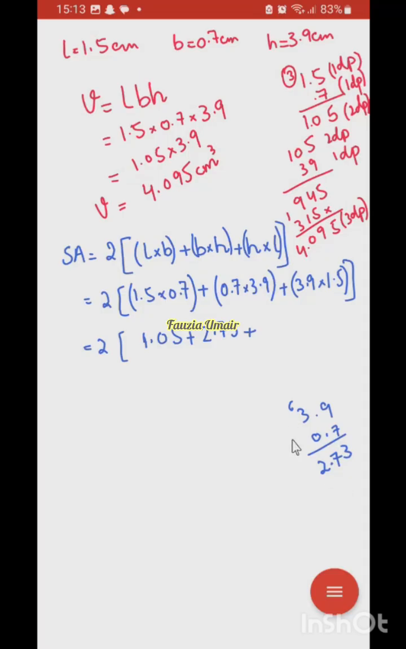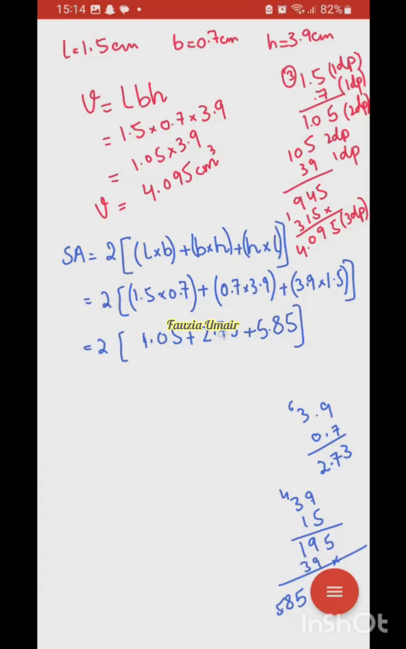Now we can do this calculation. We need to multiply 39 with 15. 5 nines are 45, 4 carry. 5 threes are 15 plus 4 is 19. Then 1 nine is 9, 1 three is 3, so the answer is 585. How many decimal places will come? 5.85. Now we need to add these three decimals.